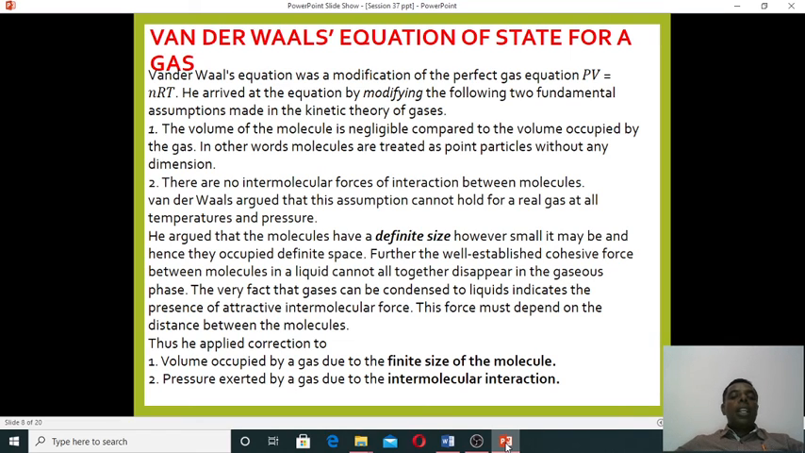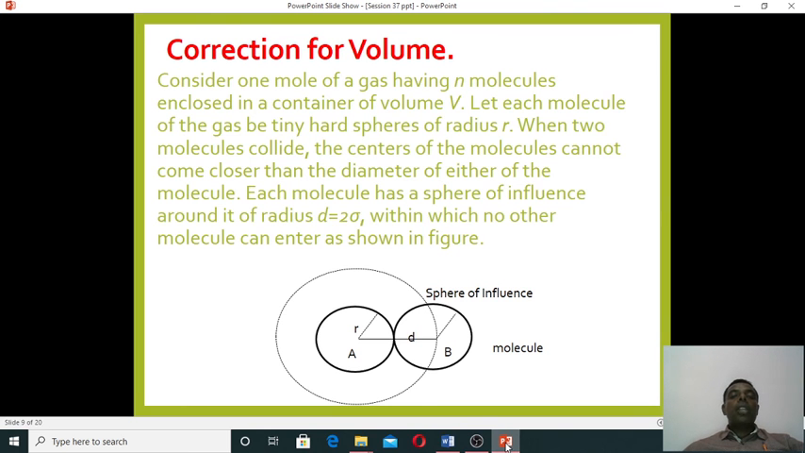Thus, he applied a correction to the volume occupied by a gas due to the finite size of the molecules, and to the pressure exerted by the gas due to intermolecular attraction. So one such correction is for volume.